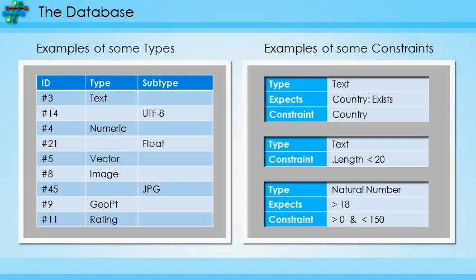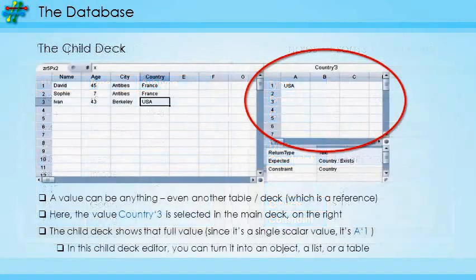It's greater than 18 is the expected value, and then constraint is 0 to 150. So you can see how the constraint's very hard and the expected is softer. And you can set errors based on that to say, I'll allow you if it's 17 to put it in, but constraint won't allow you to put it in at all if you violate the constraint.